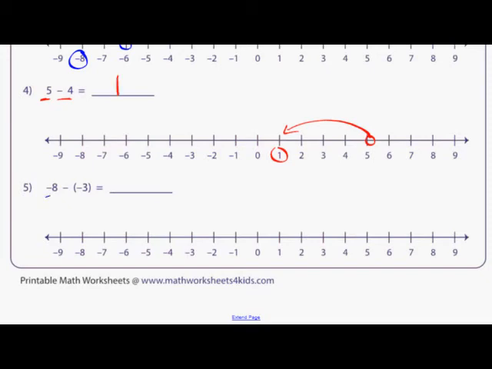And then this one, you start at negative 8, but make sure you recognize this parentheses. Subtracting a negative 3 is the same as adding 3. So move to the right 1, 2, 3, and we end up at negative 5.